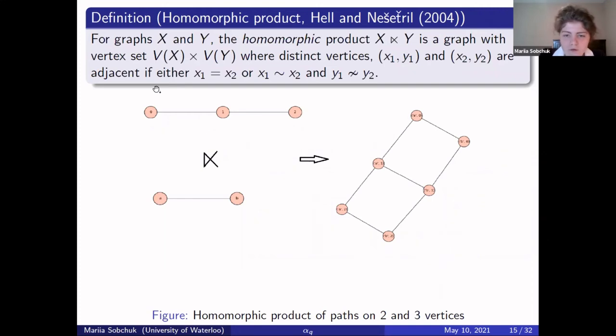And so let us see how it works. In this example, I have a path on 3 vertices and one on 2 vertices, and the homomorphic product turns out to be just like a Cartesian product. Well, that's obviously not always the case.